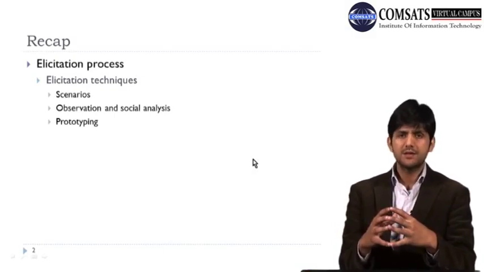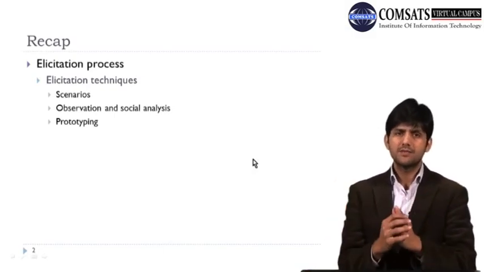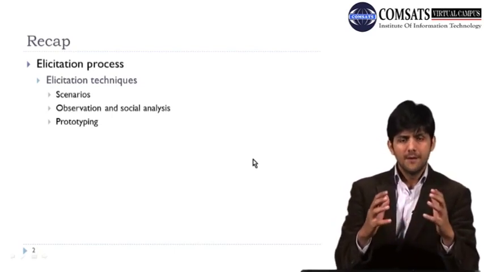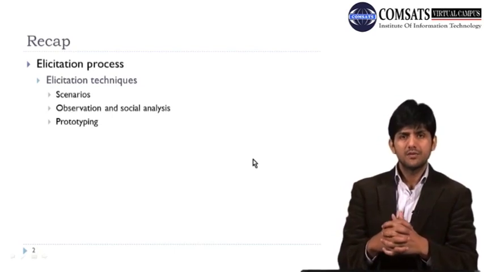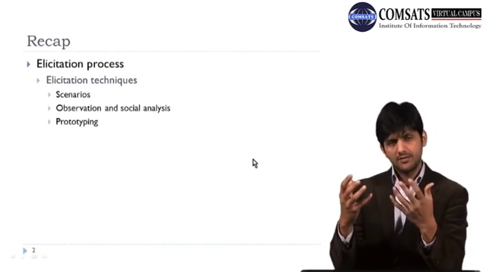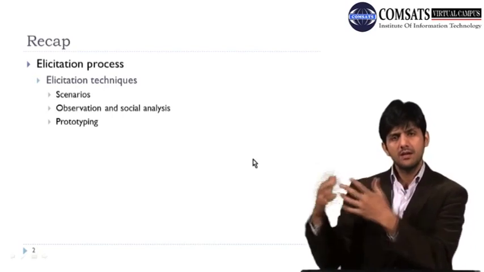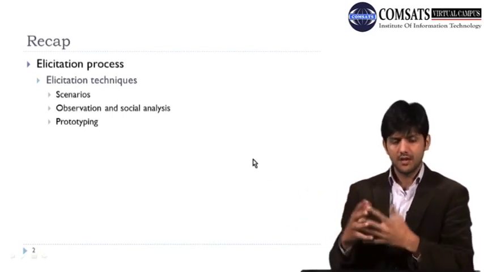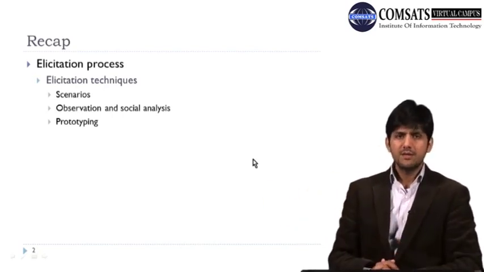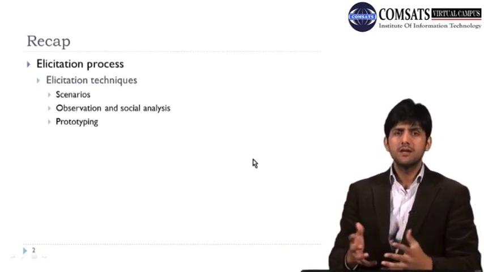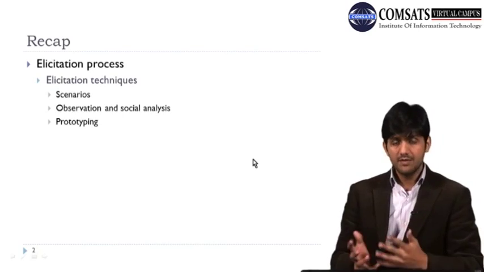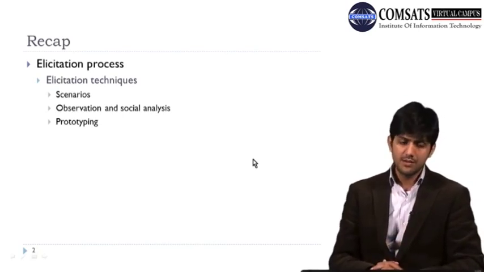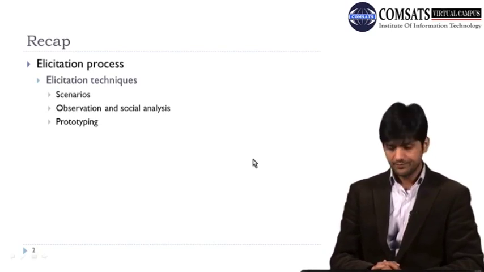We said that the elicitation process is a staged process where the first stage is that we try to identify the right kind of people, and then we try to define their objectives, and in the end the final stage was to gather stakeholder requirements. And then we started discussing various elicitation techniques. We started off with interviews, then in our previous lecture specifically, we talked about scenarios, observation and social analysis, and then we also talked about prototyping.